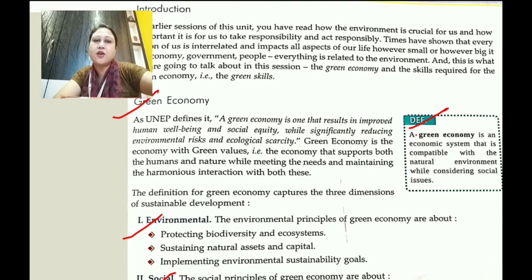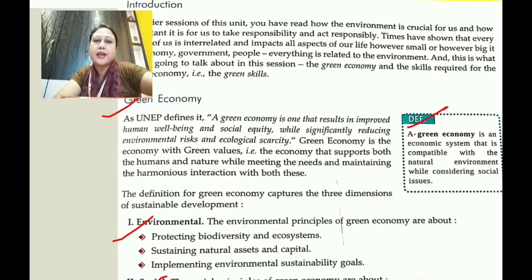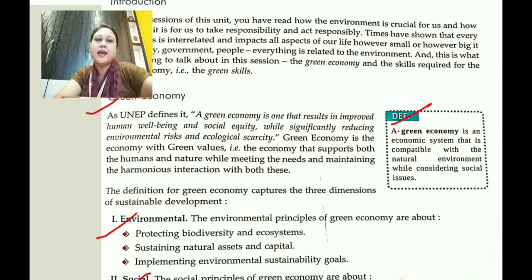Now as we can see over here, UNEP has defined a green economy as one that results in improved well-being and at the same time social equity, while significantly reducing the environmental risks and the ecological scarcity. Then what actually is green economy? Now green economy means an economy with green values, that is we support the human as well as the nature, and at the same time it will meet the needs and it will maintain harmonious interaction with both the human and the nature.